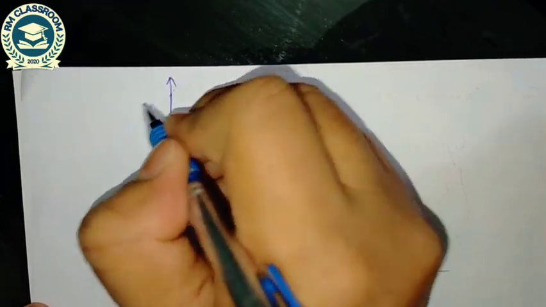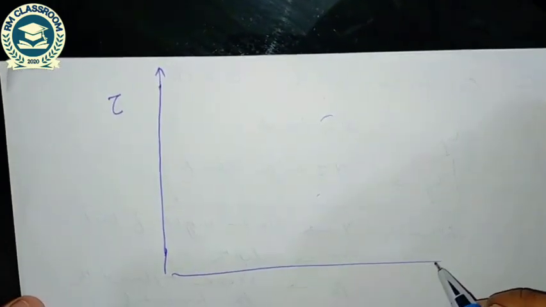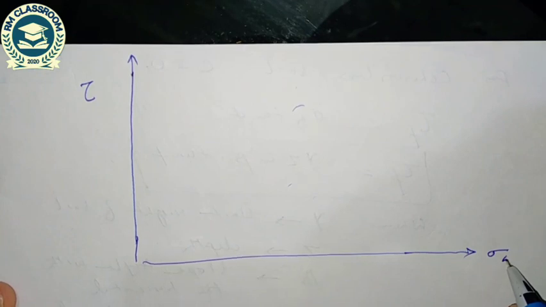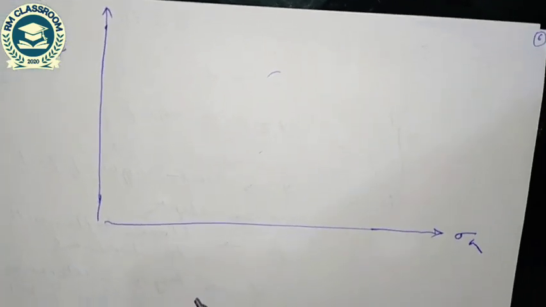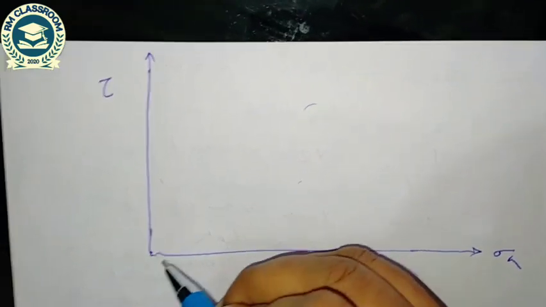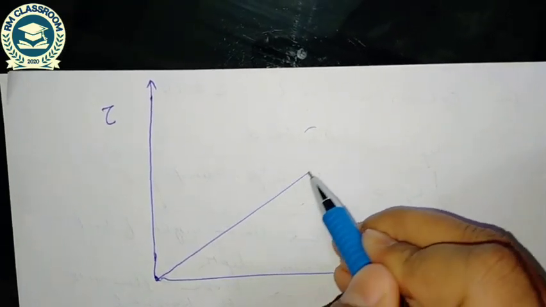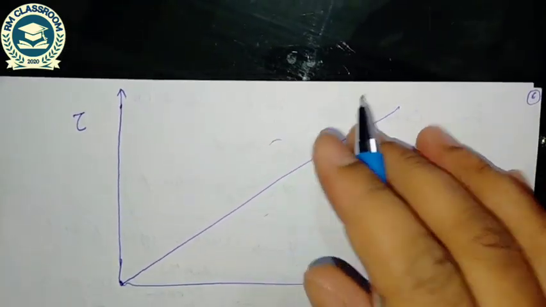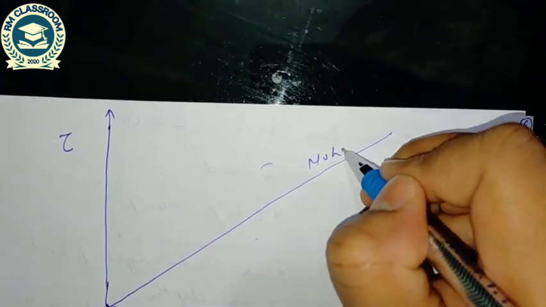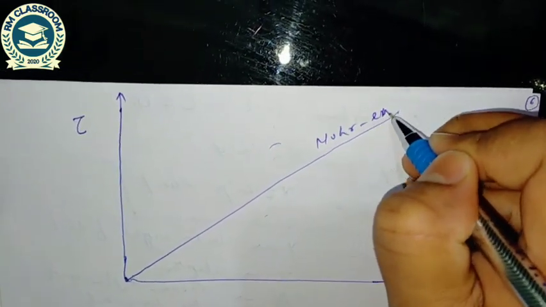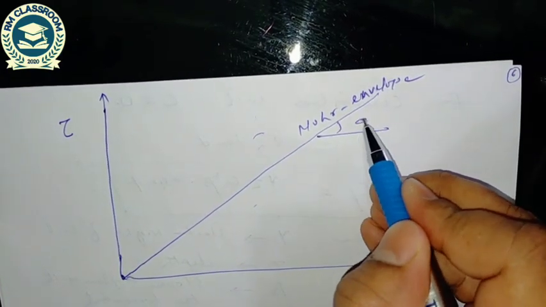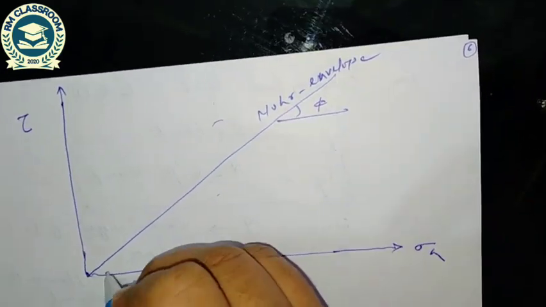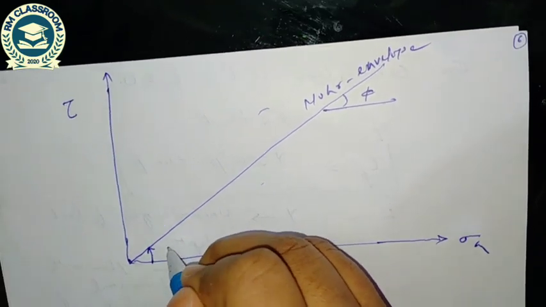So this is the tau axis and this one is the sigma n axis. For cohesionless soil we have seen the Mohr-Coulomb envelope. When cohesion is 0, this is the Mohr-Coulomb envelope, and the slope of this is the angle of internal friction, or this angle is phi.